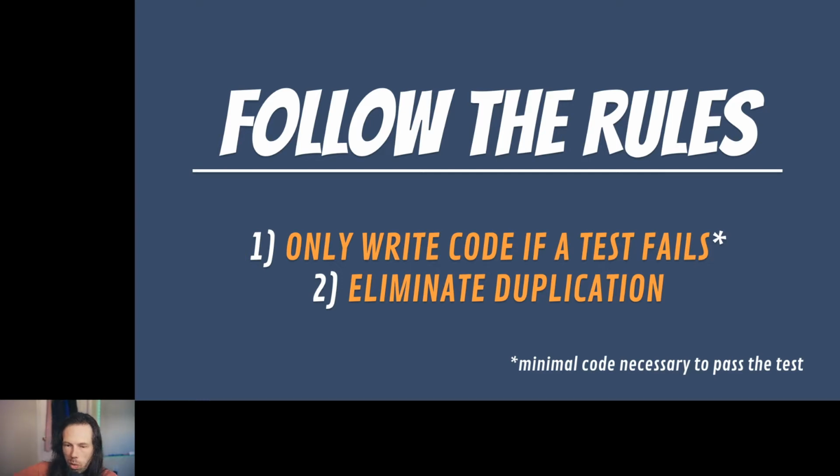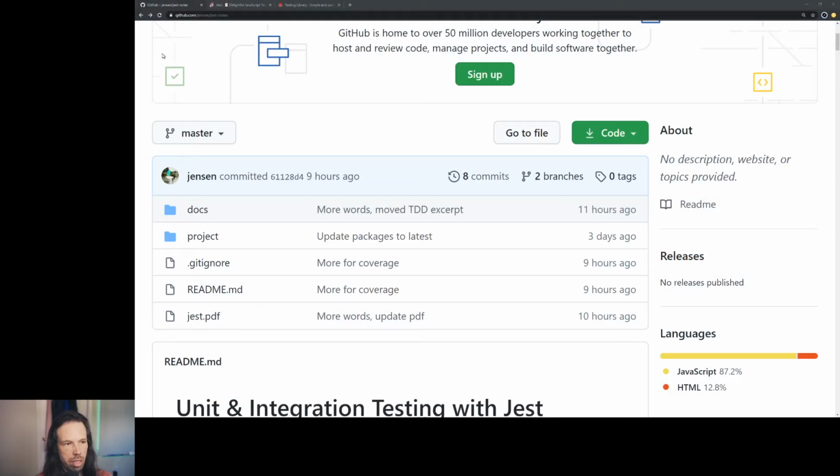The only way that I can write new code in my project, if I'm following these rules, is if a test is failing. That's the rule, right? I can't write new code in my project if a test doesn't fail. And so what that means is that in order to actually write code, I have to write a test that fails first. That's test-driven or test-first development. Now here, I put a little asterisk and said, the minimal code necessary to pass the test. Okay.